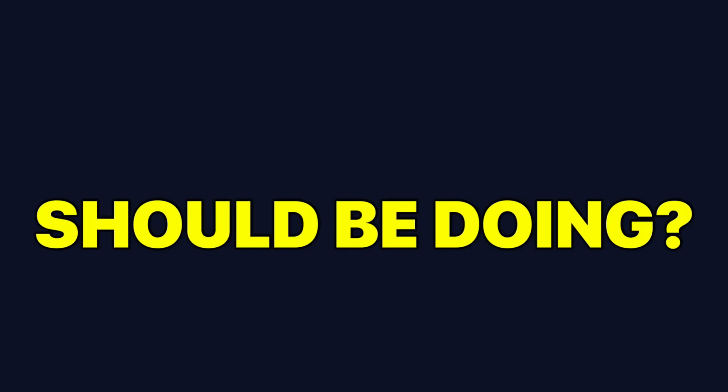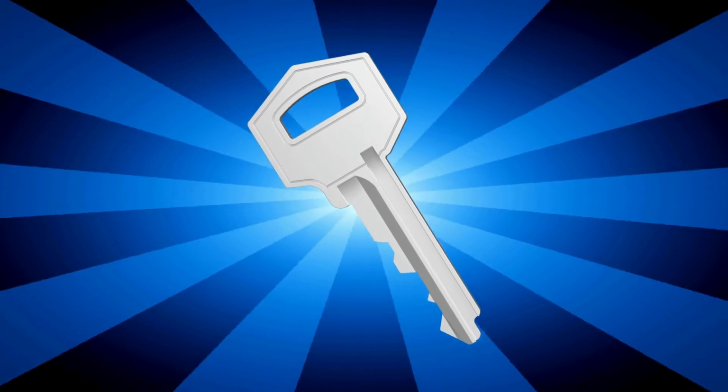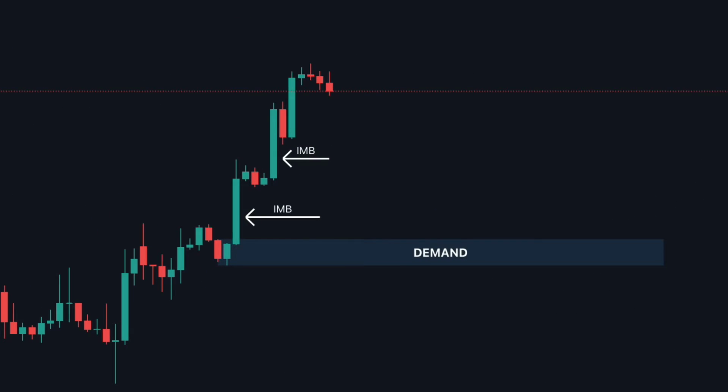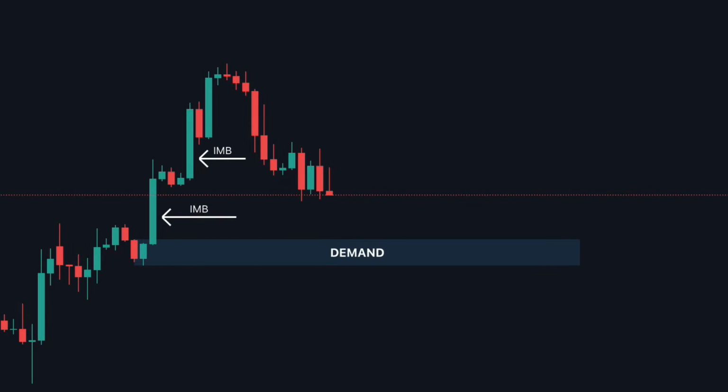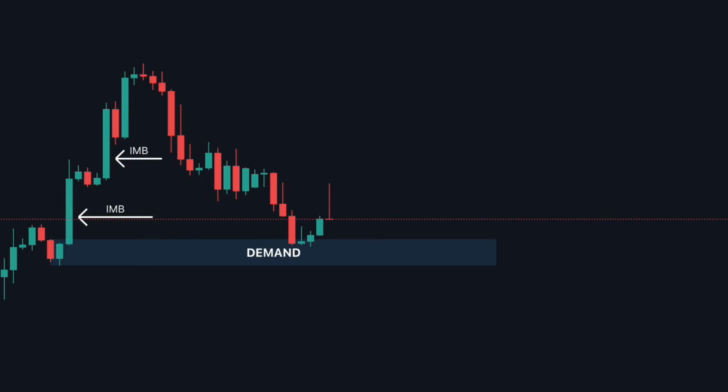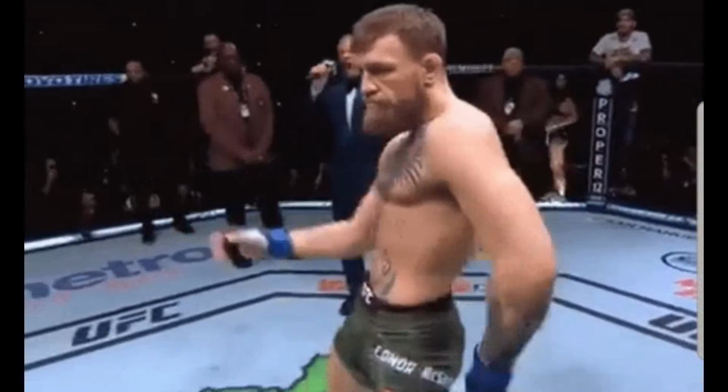So what should you be doing? Well, you need to be taking trades on the 1 minute time frame from key areas, also known as points of interest. This is where you know the price is likely to give you the reaction you were expecting. Like in this example, we know that this area is likely to give us a good reaction, and because we know this, it allows us to be confident in taking a trade on such a low time frame.